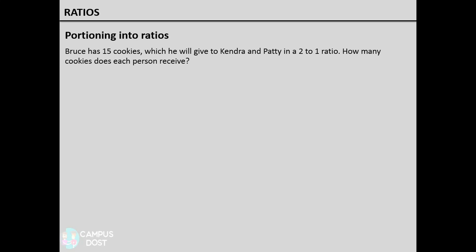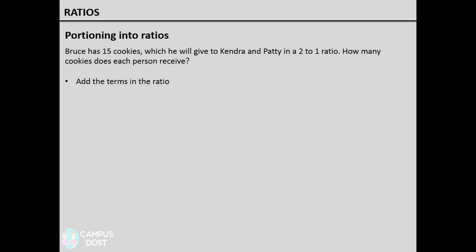Now, the other question type involving ratios requires us to portion quantities into certain ratios. For example, in this question, Jules has a total of 15 cookies and he plans to distribute them to Kendra and Patty in a 2-to-1 ratio. In other words, for every 2 cookies Kendra receives, Patty receives 1 cookie. Our goal here is to calculate how many cookies each person receives.